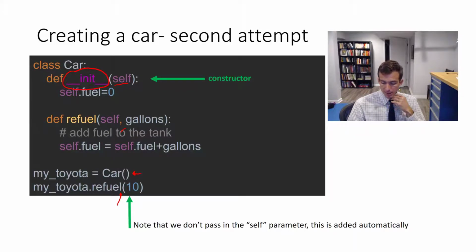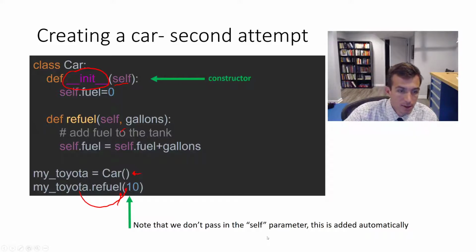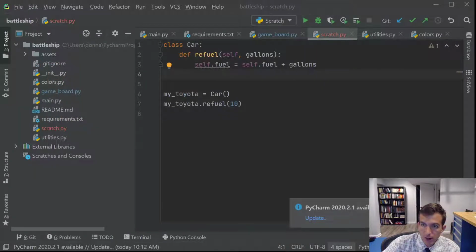Actually, what's happening is that refuel is a function that's called by Python, and it looks to its left and says, hey, who called me? My Toyota? Oh, that'll be the first parameter into this new function, right? So it looks to the side, grabs the name of the object, and that is the self that goes into the method, into the function. So let's make sure that this works. Let's go ahead and modify our Python code to add a constructor.